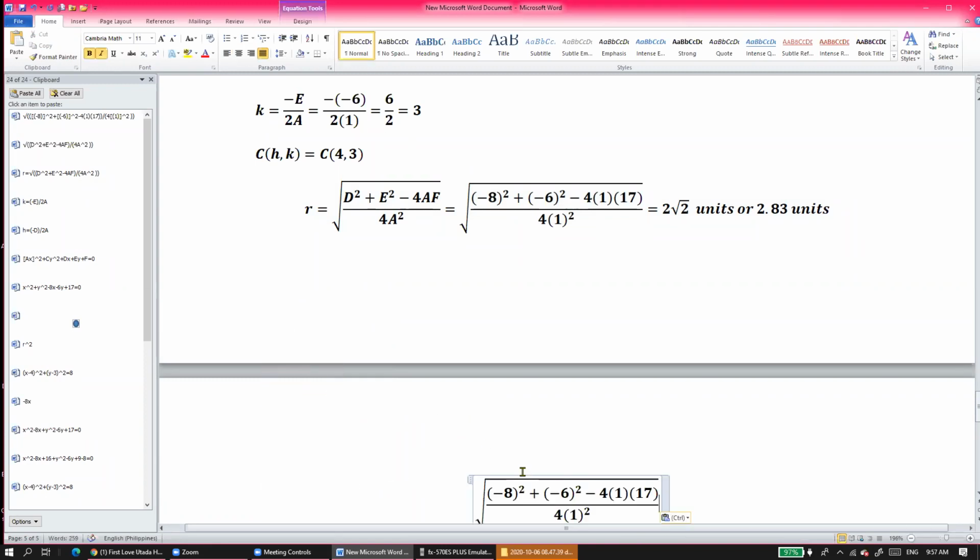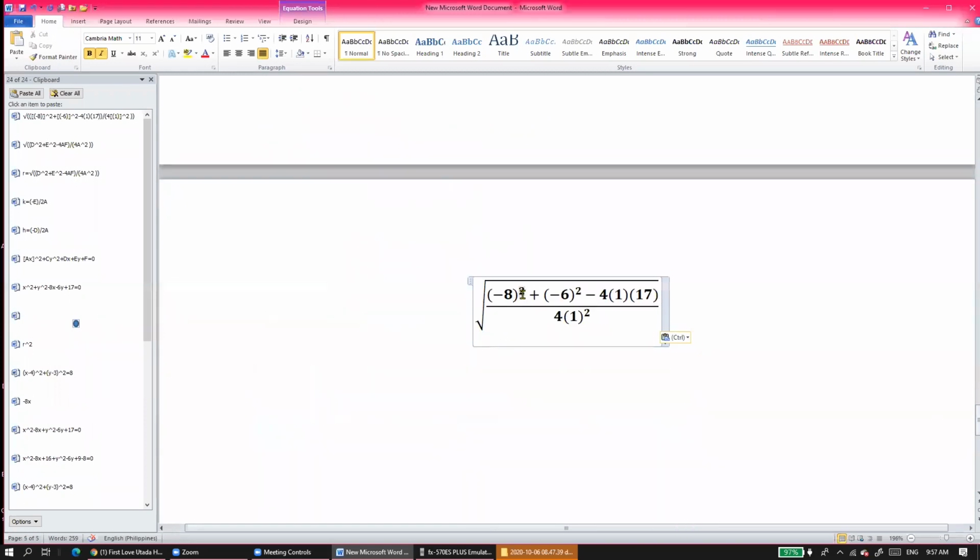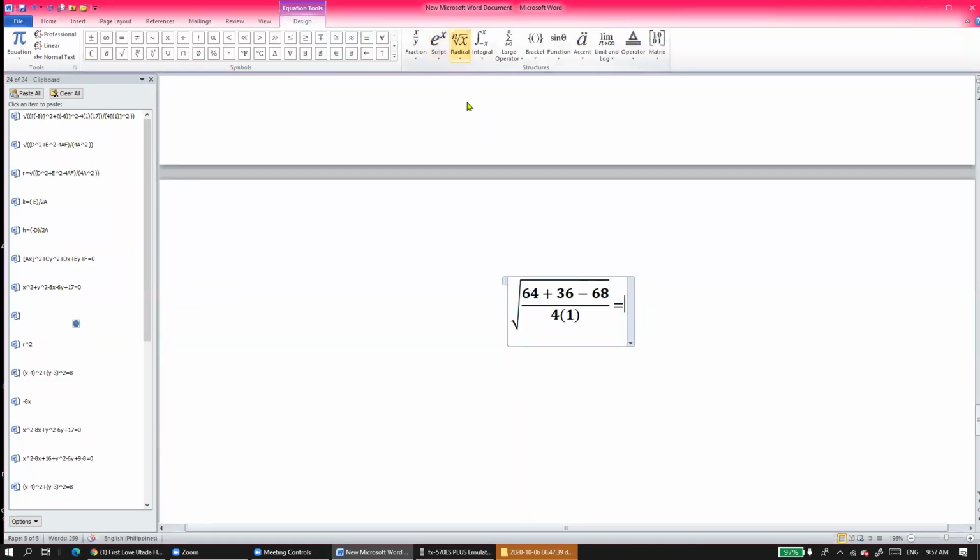O, mano-mano. Okay, try natin. Negative 8 square is 64. Negative 6 kapag ni-square ko is 36. And negative 4 times 17, I think this is 68. And 1 square is only 1 na lang. Equal. Again, square root symbol. And a fraction sign. 64 plus 36 is 100. Minus 68 over 4.